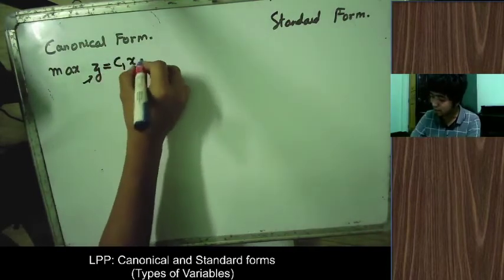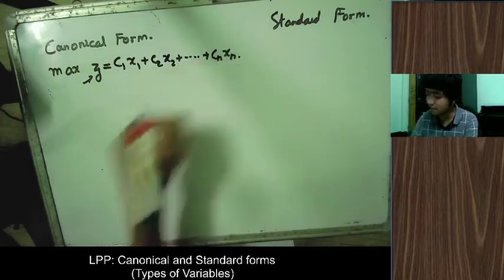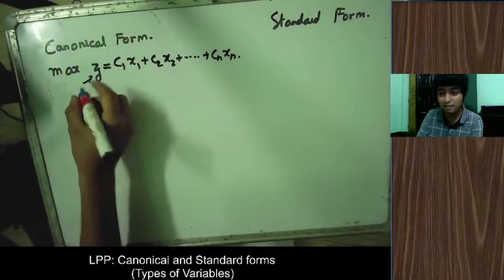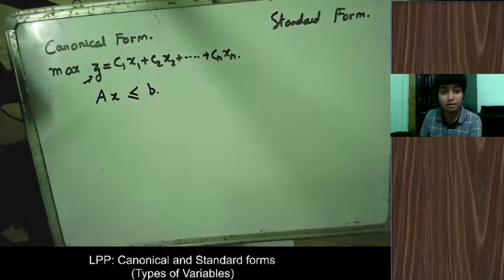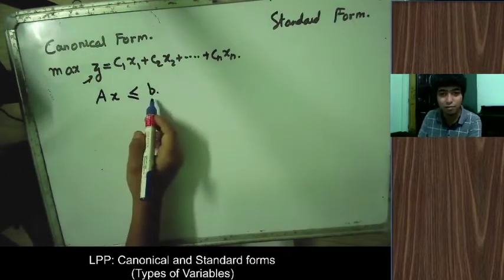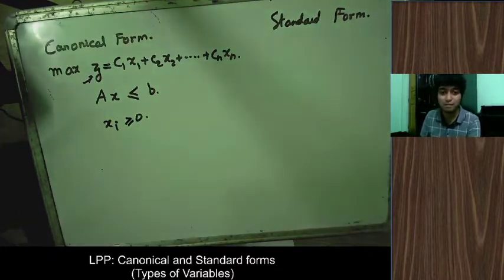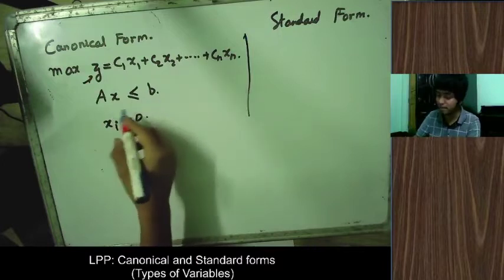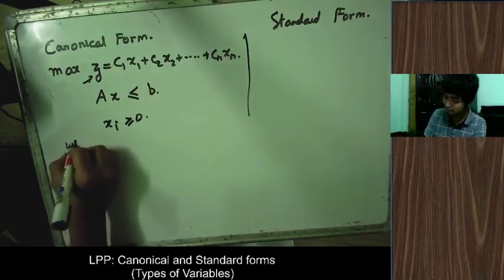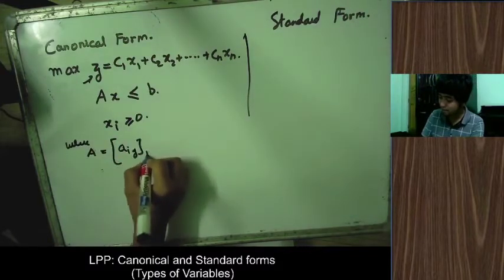So we will be having a maximization problem, c1x1 plus c2x2 plus up to cnxn. And then the constraint will be of this form: Ax less than or equal to b, where xi is greater or equal to 0. So if we have to use canonical form, we always have to write it in this way, where A is the matrix Aij, m cross n.